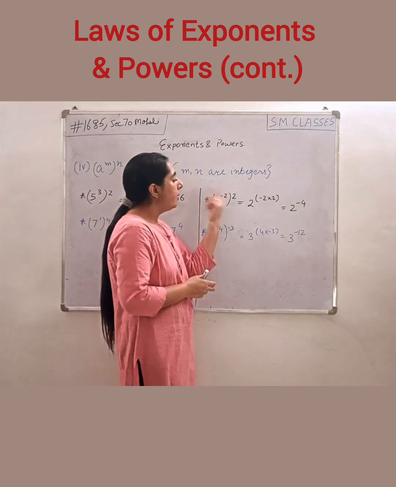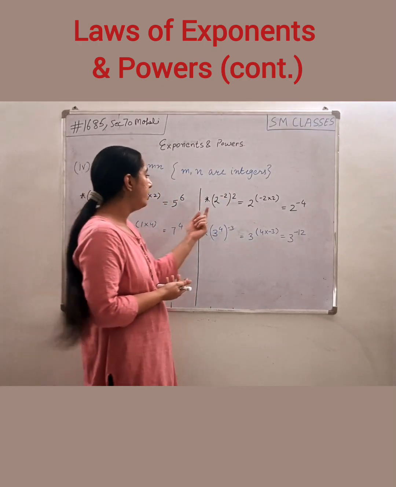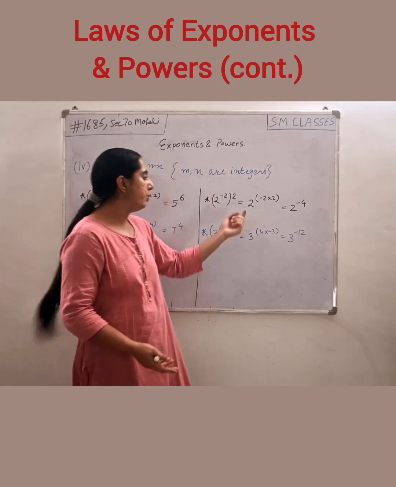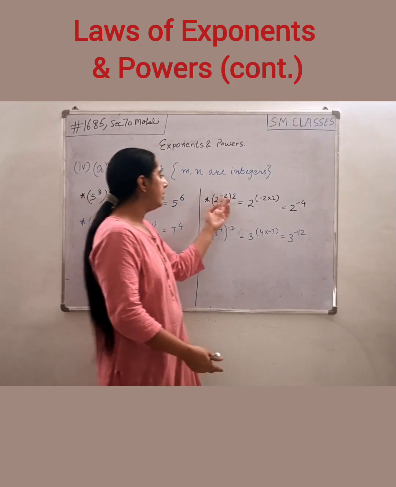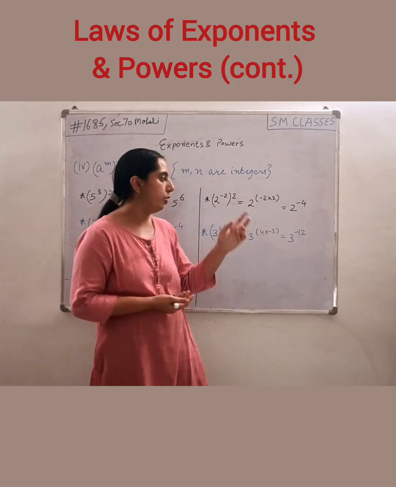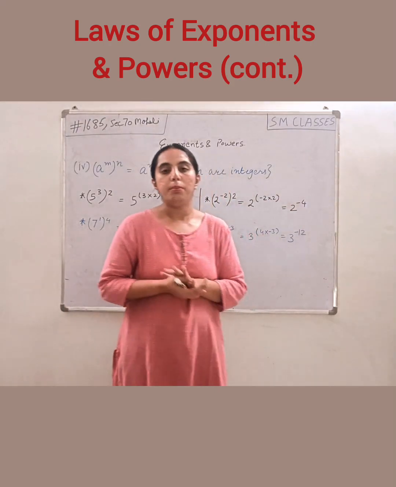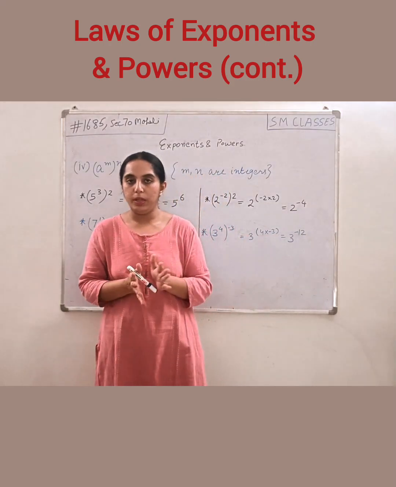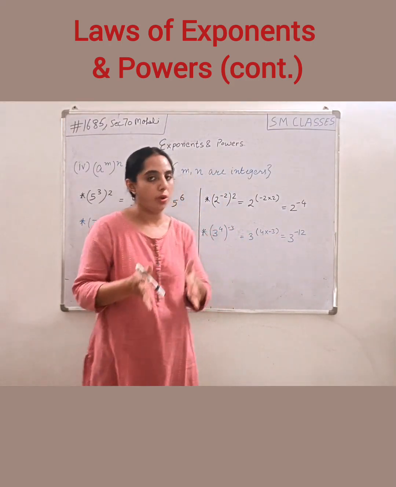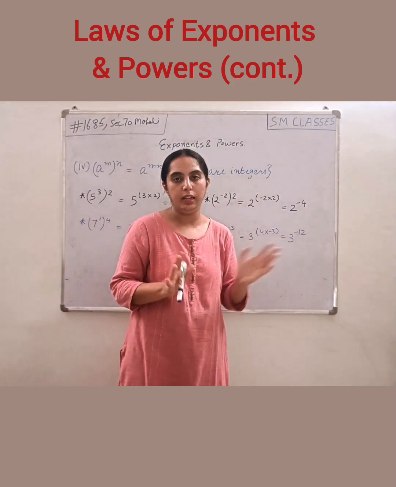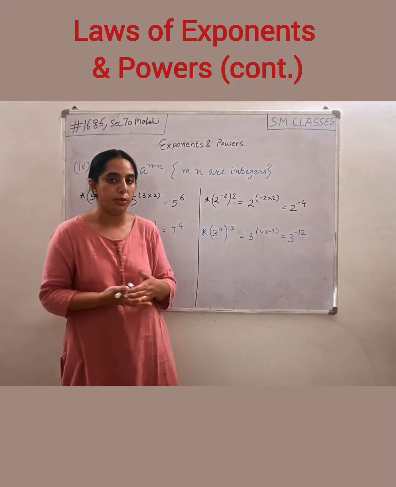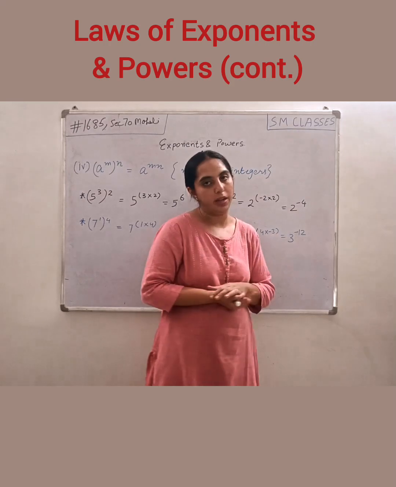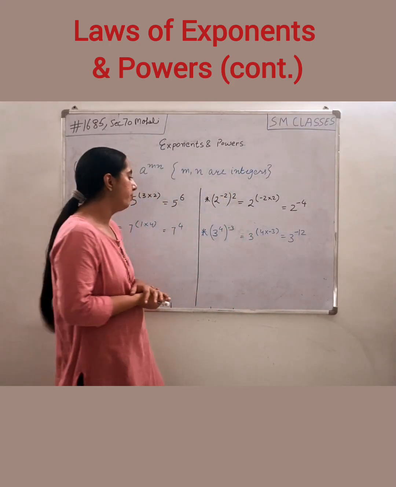Now we have negative powers also. So (2^-2)^2. So simply keep 2 as the base and multiply the powers, minus 2 into 2 to get minus 4. Please keep the sign as it is. The question will get wrong if you change the sign in any other form or if you forget to put the minus sign here. So we get 2^-4 as our answer.